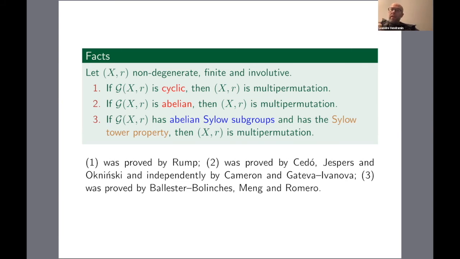And finally, if your permutation group has abelian Sylow subgroups and has a technical property known as the Sylow tower property, then again, you will have a multi-permutation solution. Okay, so there are some group theoretical results that somehow produce only multi-permutation solutions. This might explain a little bit why you have so many multi-permutation solutions, at least if the size of the solution is quite small.